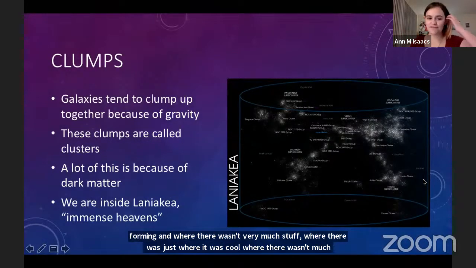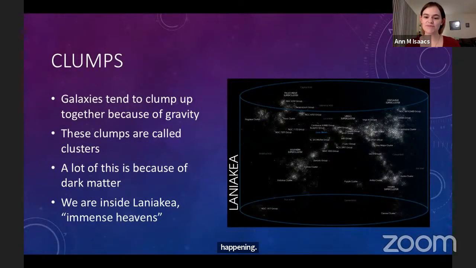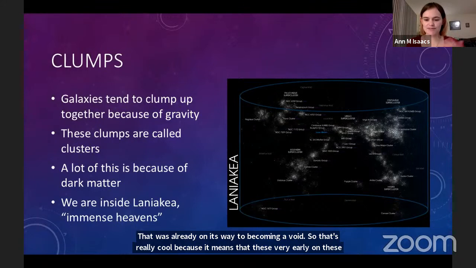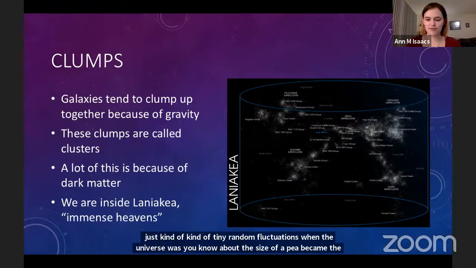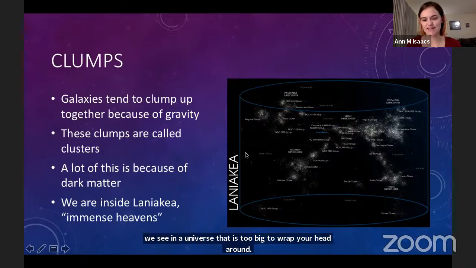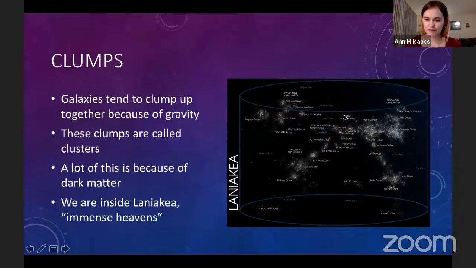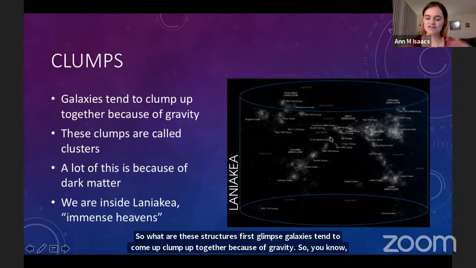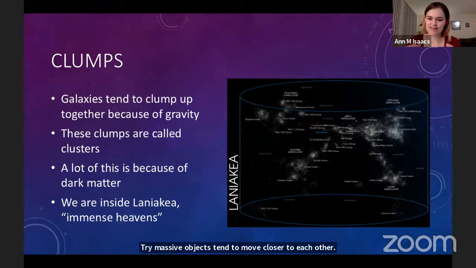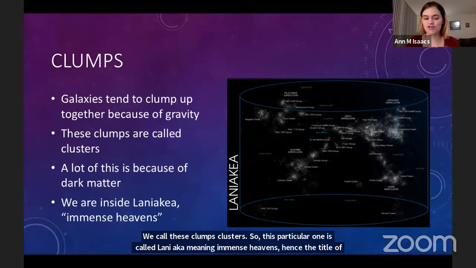So what are these structures? First, clumps. Galaxies tend to clump up together because of gravity. So you're probably familiar with gravity. Massive objects tend to move closer to each other. We call these clumps clusters. So this particular one is called Laniakea, meaning immense heavens, hence the title of this talk. It includes things like the Hydra supercluster, the Centaurus supercluster, the Virgo supercluster, and our local group in blue. So this is just a bunch of galaxies that are all gravitationally being pulled together or interacting with each other.